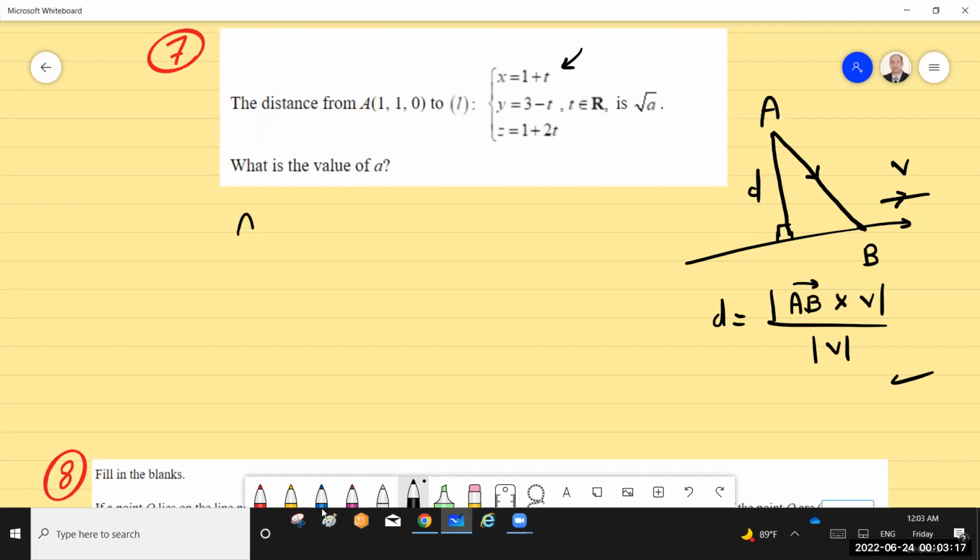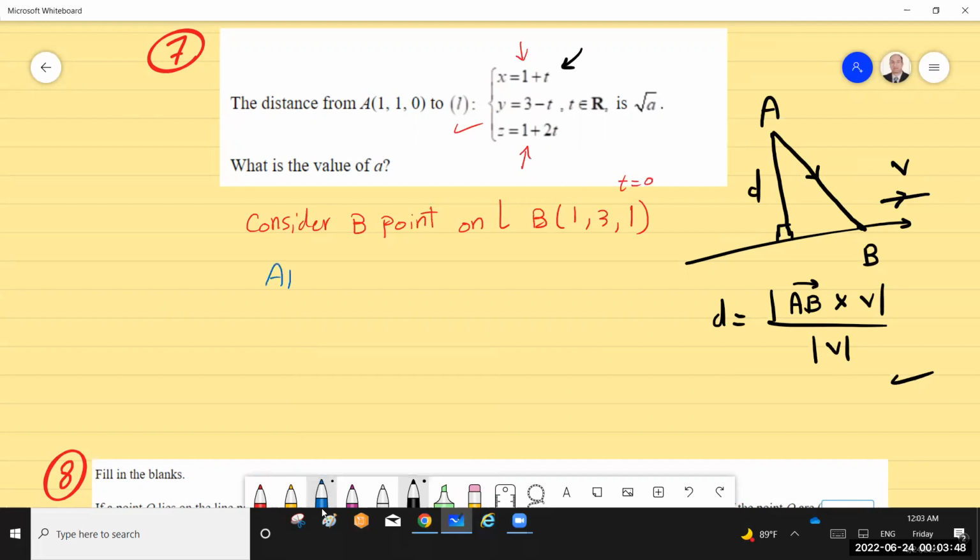So the vector AB. Before finding the vector AB, just consider B a point on L, the line L, this one. Simply you can take the initial point. Consider B now is (1, 3, 1), by taking the parameter t equal to 0.